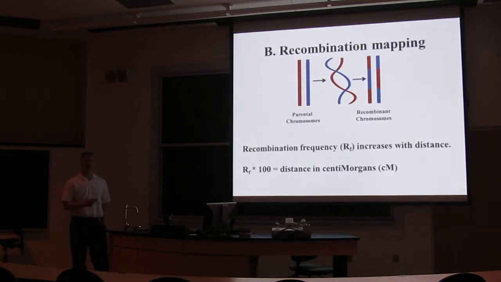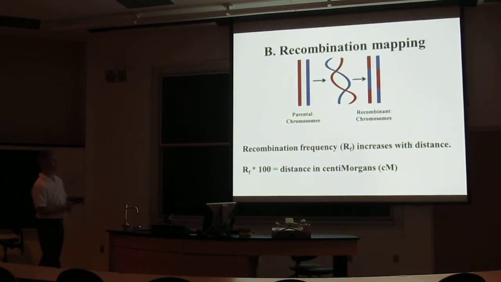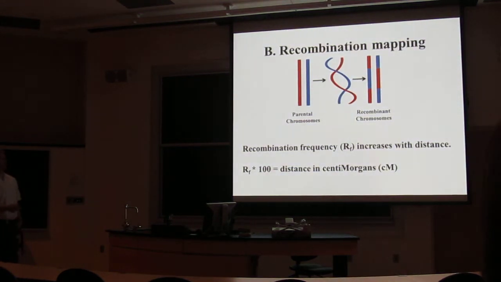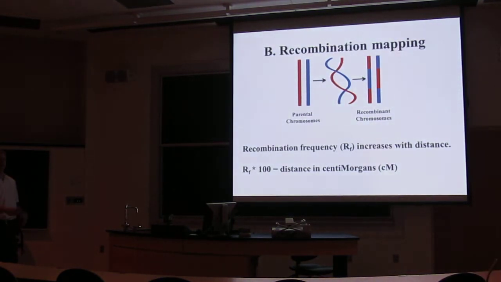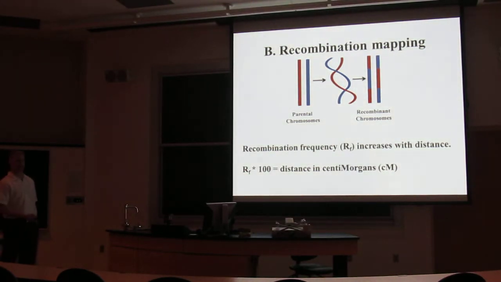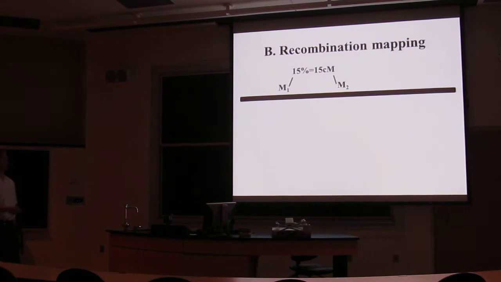I'll then conduct recombination mapping to order markers on a genetic map. And to do this, I'll use the recombination frequency, which increases between any 2 loci as the distance between those loci increases. I'll place those onto a genetic map using the map unit centimorgan, which is simply the recombination frequency times 100. So for example, if I have two markers and recombination was observed 15% of the time between those markers, I'll place those on the map at 15 centimorgans apart.